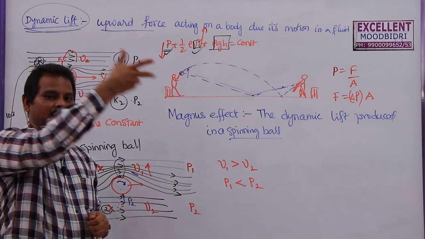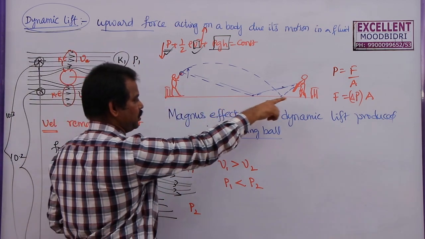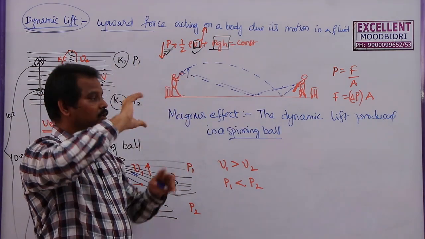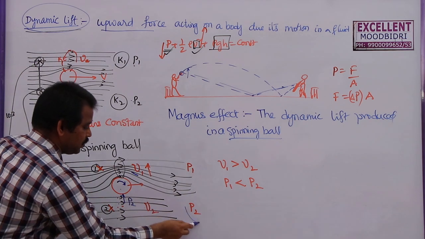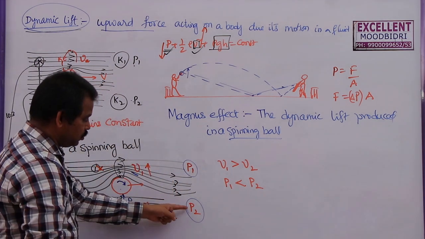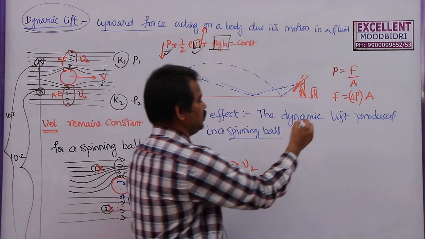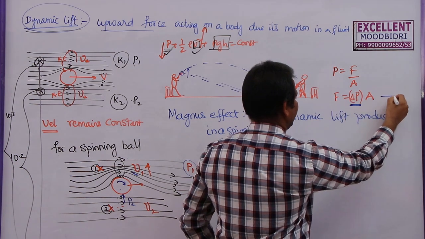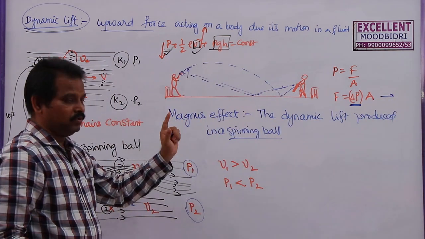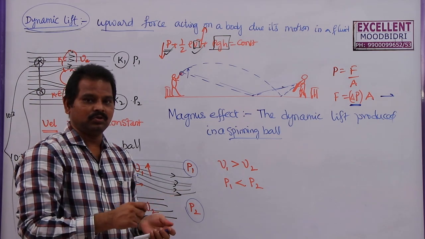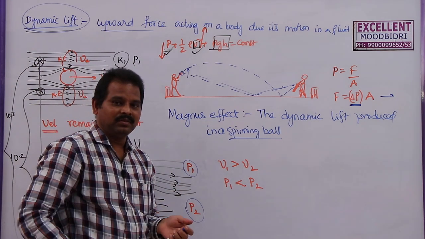So to get more revolutions, to get more turn from the pitch, the bowler has to spin the ball more. So due to this, what happens? He will be able to create the pressure difference below and above the ball. Due to this pressure difference, a force will act in the upward direction. So the pressure difference into area is called a dynamic lift. Here you can see in live telecasts, the fielders rub the ball on their jerseys.